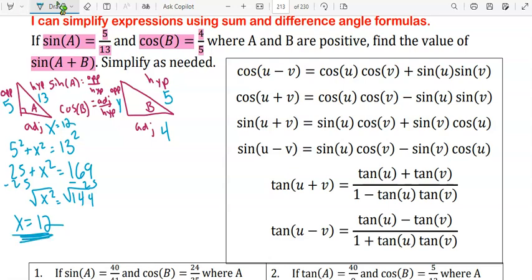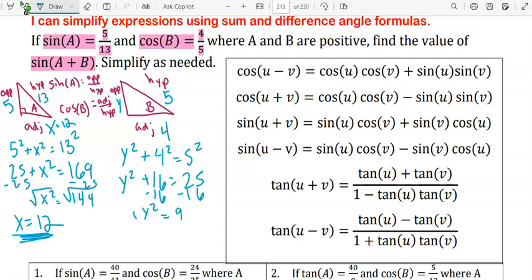Let's find the other side length Y. Y squared plus 4 squared equals 5 squared. Y squared plus 16 equals 25. Subtract 16 from each side. Y squared equals 9. Take the square root. Y equals 3.